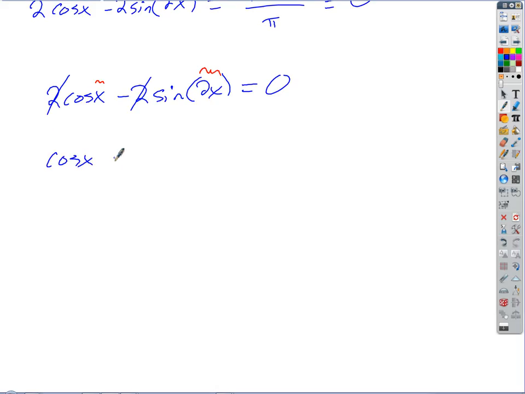cosine x minus 2 sine x cosine x, because that's what this gives us.